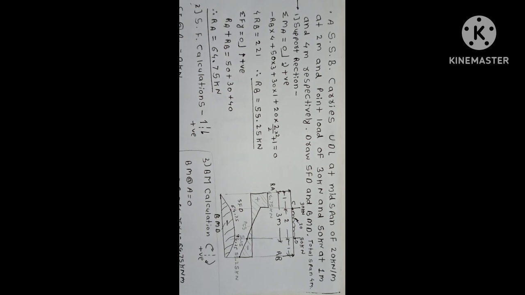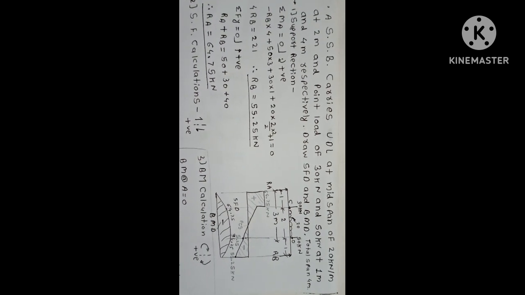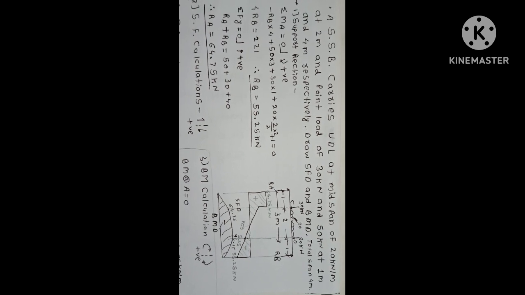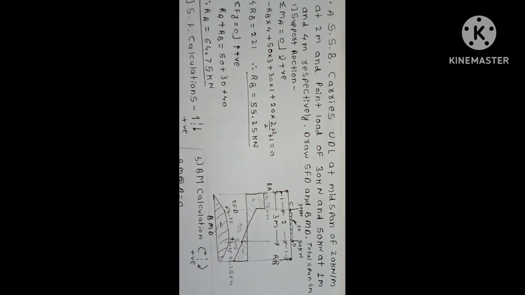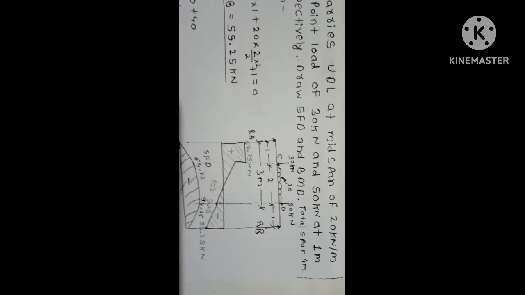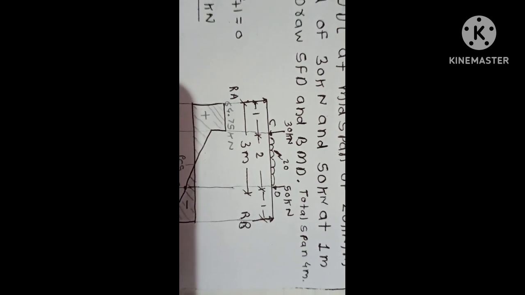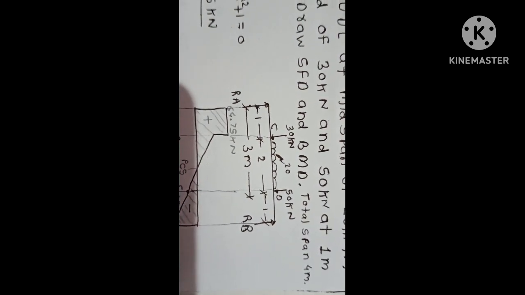In today's problem, a simply supported beam carries a uniformly distributed load, that is the UDL, of 20 kN per meter from 1 meter from the left-hand support to 2 meters. And point loads of 30 kN and 50 kN at 1 meter and 4 meters respectively from the left-hand support. Draw the SFD and BMD if the total span of the simply supported beam is 4 meters.